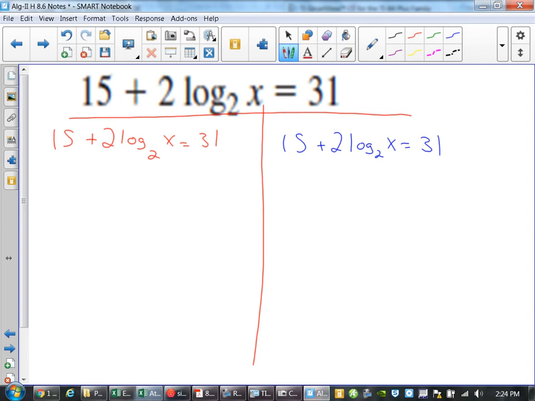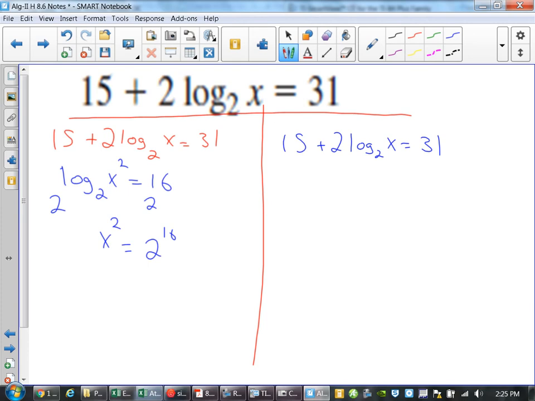So what you can do here is, obviously, we move the 15 first. Everybody okay with that? I move the 15 first. I'm going to get log base 2 of x squared is 16. All right. How would I undo a log base 2? 2 to the log base 2 to both sides. So then I get x squared is 2 to the 16th power. I don't know what that is. Big number.